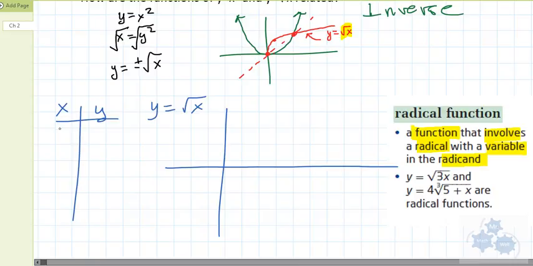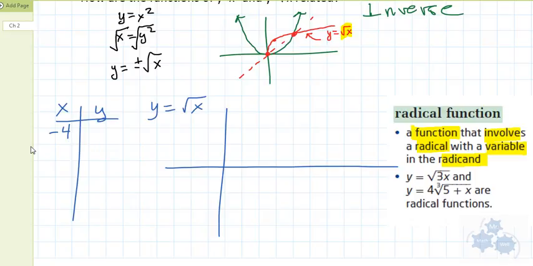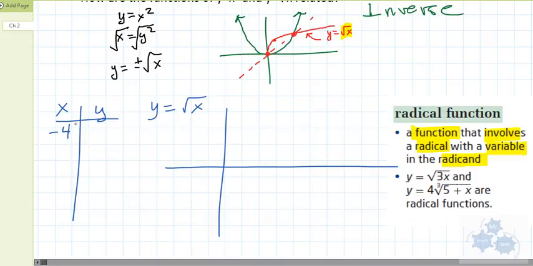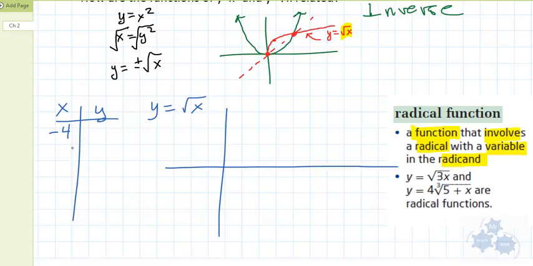All right. Now, what about x equals -4? What if that's the input value? What is the output value here? What's the y? What's the square root of -4? Nothing? 0? Okay.